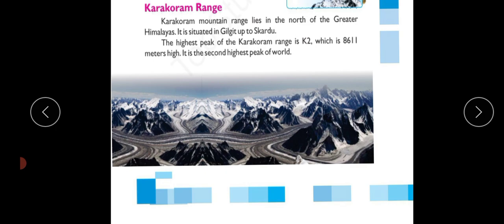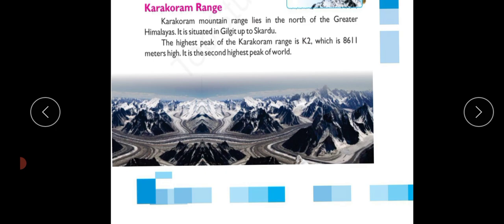It is the second highest mountain range in the world and it has 18 summits over 7,500 meters high, with 4 of them exceeding 8,000 meters. And it is said that Karakoram range is the most glaciated part of the world. The second highest peak of the world, K2, is also found in Karakoram mountain range.